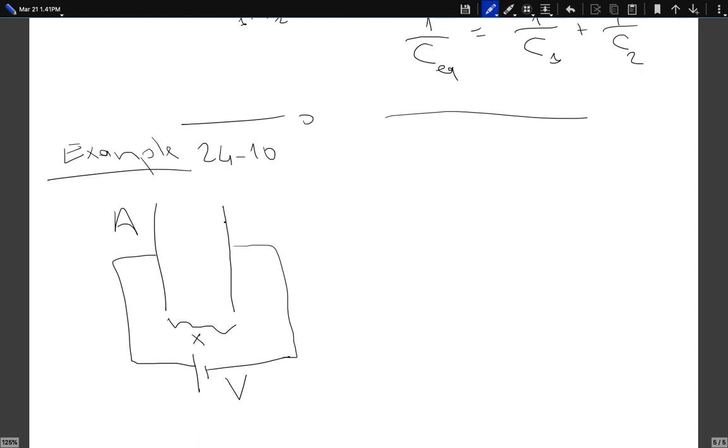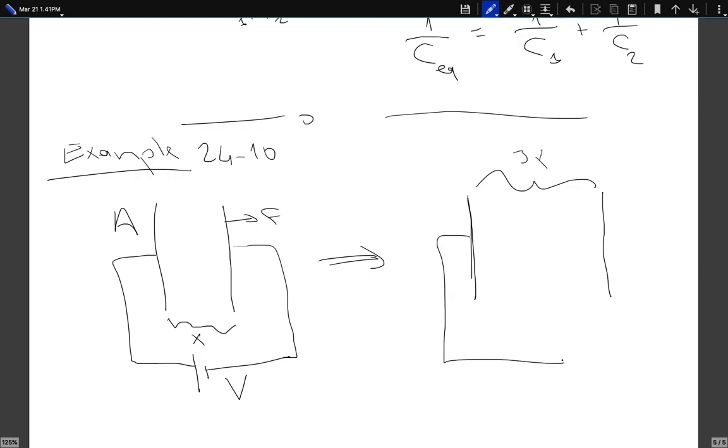Then you exert a force, and you move one of those plates. This one is fixed. The other one is moved to a distance 3x, still connected to the battery V. How much work do you do? How much does the energy of the capacitor change, and how much work do you do?